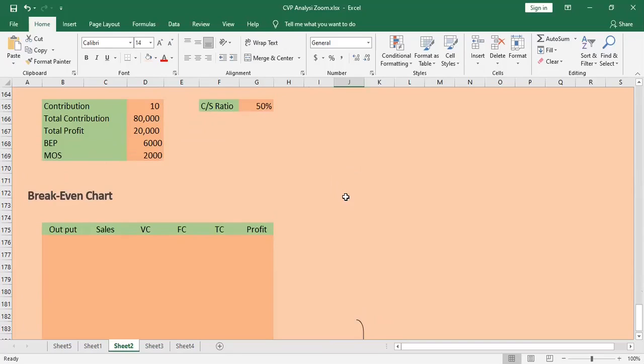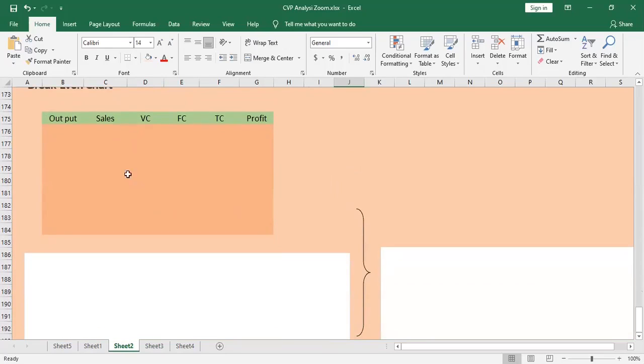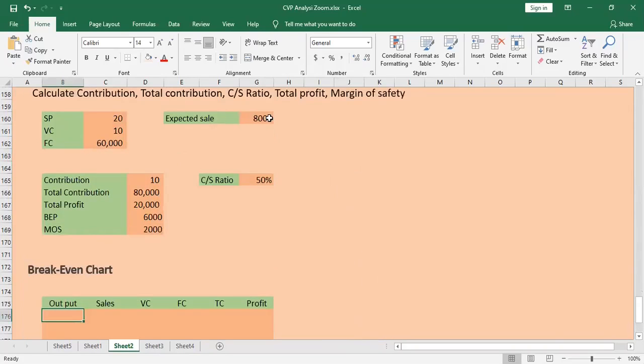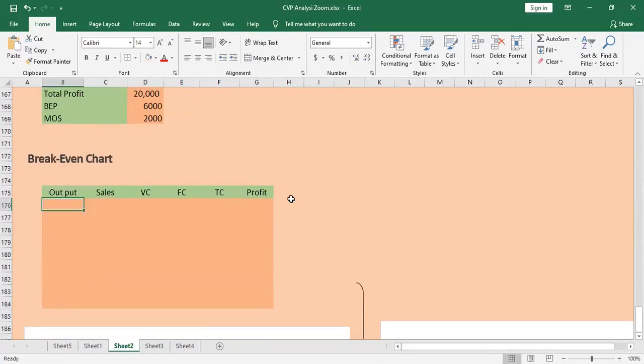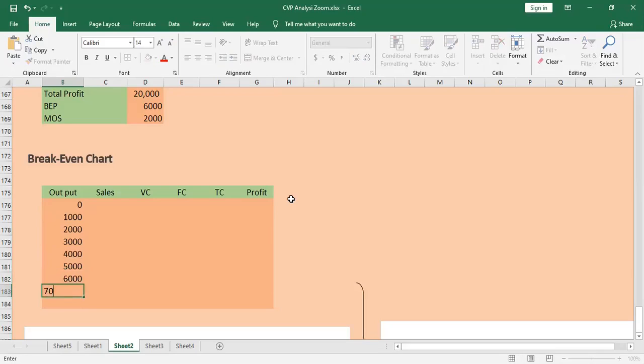According to the sum, our expected level of sales is equal to 8,000, and I'm going to have several points on the graph so that I can draw a graph on paper. So I'm going to start from 0, then 1,000, 2,000, 3,000, 4,000, 5,000, 6,000, 7,000 and 8,000, which is the expected level of sales.